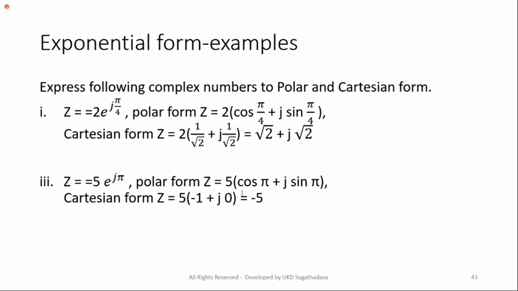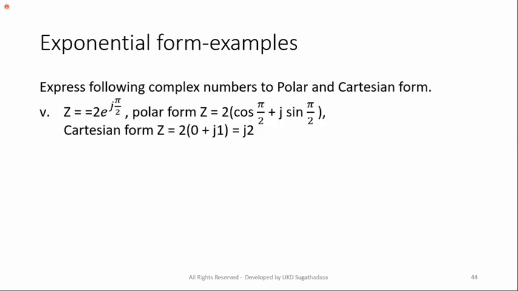Number 3. Cartesian form 5 cos pi plus j sin pi. Cos pi, 180, is minus 1. Sin pi is 0. So we get minus 5. That is minus 5. Number 5. 2e to the j pi by 2. Polar form 2 cos pi by 2 plus j sin pi by 2. If you multiply by 2, cos pi by 2 is 0, it's 90, cos 90 is 0, sin 90 is 1. So you get j2. That's j2.